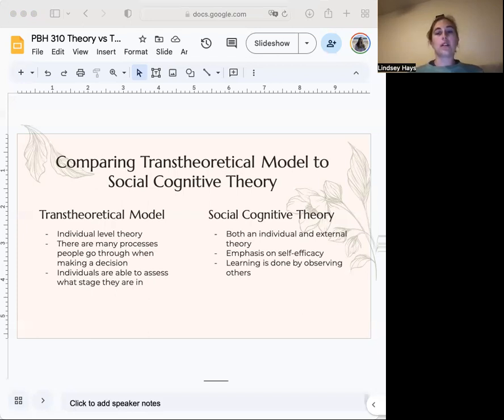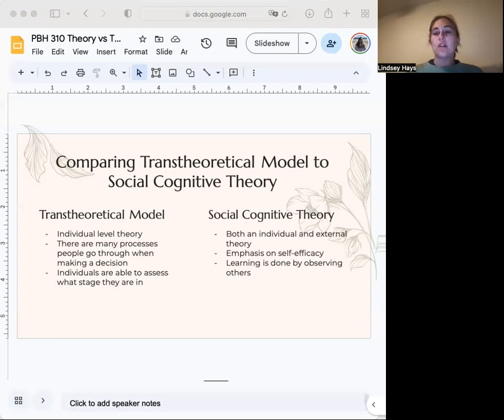Also in the transtheoretical model, there are a lot of different processes people go through when making a decision, and they're all internal. And then individuals are able to assess what stage they're in, so they can decide, am I in my contemplation phase where I know it's going to happen in like 6 months? Am I in my termination phase where I no longer think of my vape?